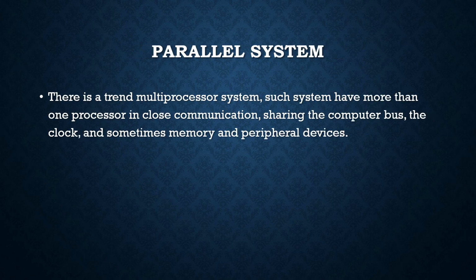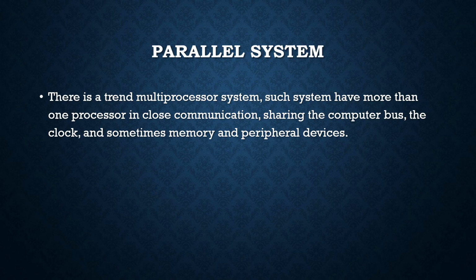There is a trend toward multiprocessor systems. Such systems have more than one processor in close communication, sharing the computer bus, clock, and sometimes memory and peripheral devices. These systems are referred to as tightly coupled systems. Then the system is called a parallel system. In the parallel system, a number of processors are executing their jobs in parallel. Some of the advantages are increased performance by dividing a task among multiple processors or cores. Parallel operating systems can complete tasks faster than traditional single core systems.